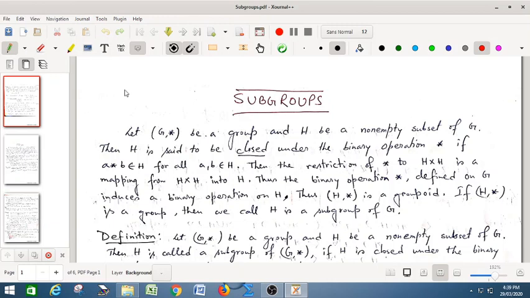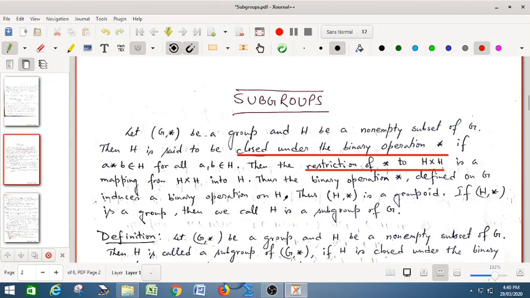Let (G, *) be a group and H be a non-empty subset of G. H is said to be closed under the binary operation star. Look at that, it's a very important line: H is said to be closed under the binary operation star if a star b belongs to H for all a, b in H. That is the closure property, you know that. Then the restriction of star is the new thing we are going to learn. The restriction of star to H cross H is a mapping from H cross H into H.